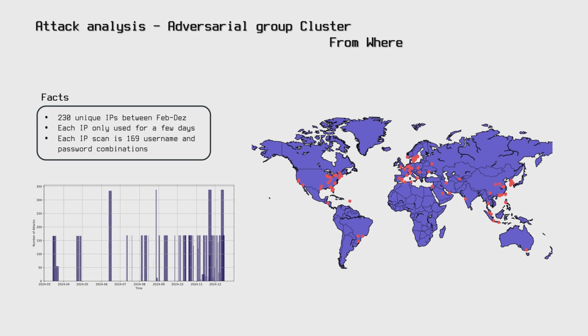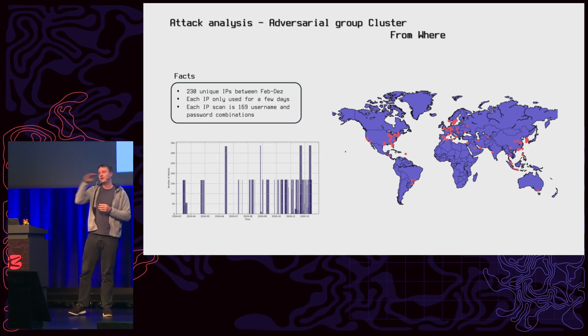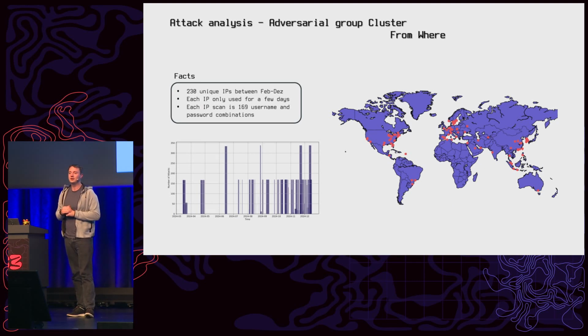Now, the other interesting thing was that each IP scanned exactly 196 different combinations. Now, if you look at the graph below, that's a histogram of the amount of attacks that the sensor network saw. You can see this very distinct line in the middle where these are very, very similar to each other. Now, that caught my eye because I thought that's a pretty strong clustering.